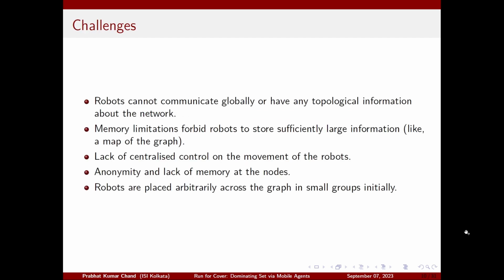So these are the main challenges of designing algorithms in our model. The robots cannot communicate globally or have any topological information about the network, and the memory of the robots is limited, so they cannot store sufficiently large information, like the map of the whole graph. And there is a lack of centralized control on the movement of the robots, and as we have already seen, the nodes are memoryless, so they cannot be marked or labeled in some way, and the robots are initially placed arbitrarily across the graph, so there is also an issue of communication between the robots.